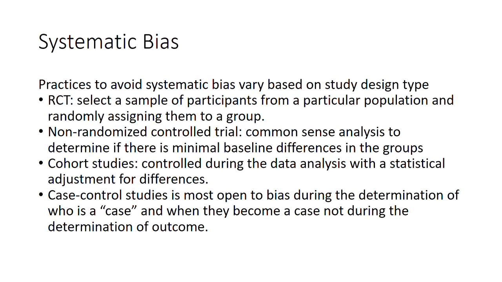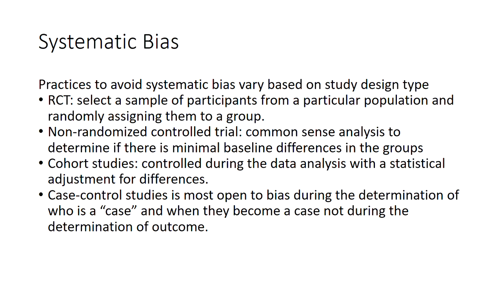Systematic bias can be avoided, but depending on the study design, there are different ways you avoid it. In a randomized control trial, there's very minimal systematic bias because you're choosing your population and then randomly assigning them. Since it's random, there's not really a chance for systematic bias to be in place, because it would affect both groups equally.